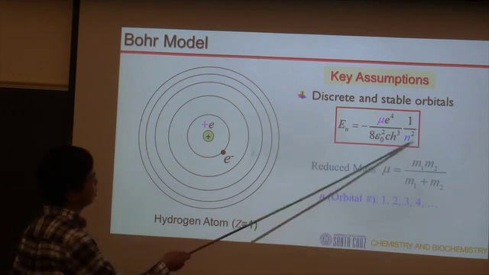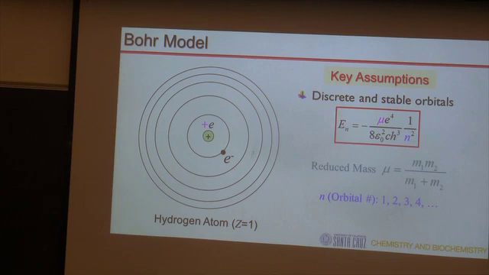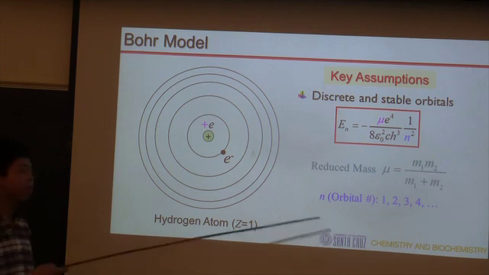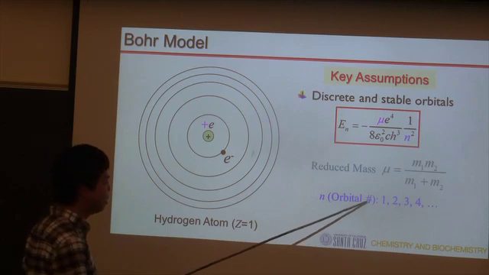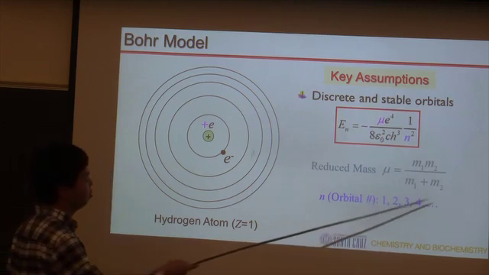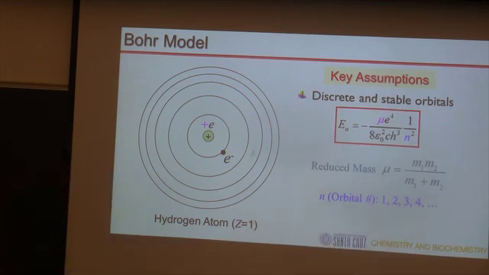And the second one is here, the quantum number. So n we call the orbital number. Or from Chem 1B, you learned this is called the principal quantum number. That quantum number can just be integers from 1 to infinity, and does not include 0. Okay? So this is the first key assumption.